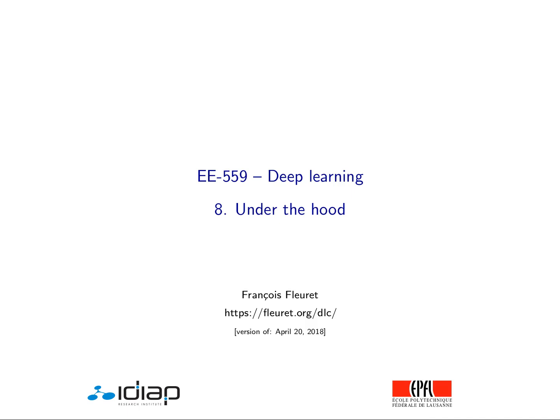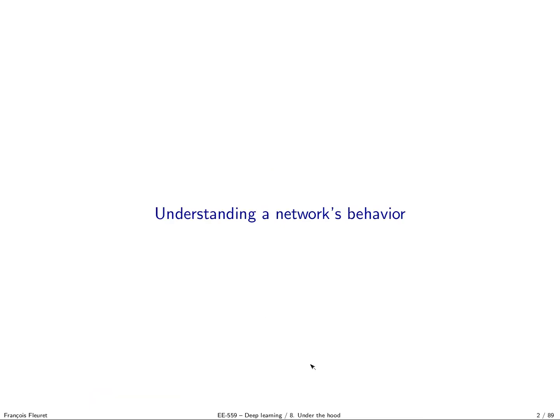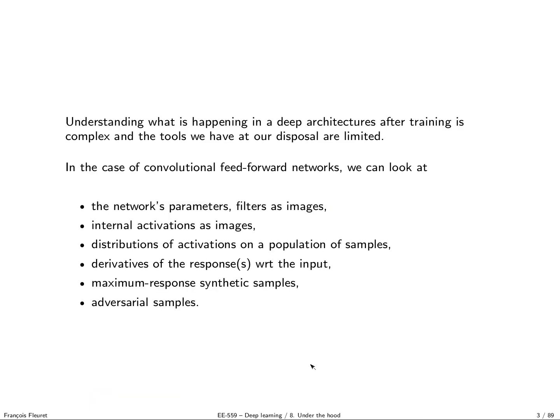Hi, so today we are going to look at techniques to understand a little bit what's actually happening in a deep network. We have seen that networks can basically approximate any function and can solve very complicated problems, but so far we have a very poor understanding of what is actually happening. So the tools to understand a network's behavior are quite limited, and we are going to see a few of them which have been developed for feed-forward networks.